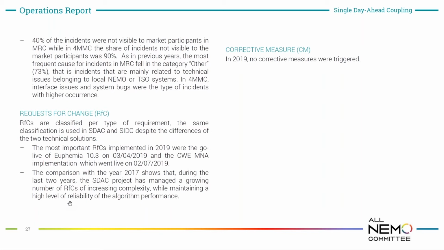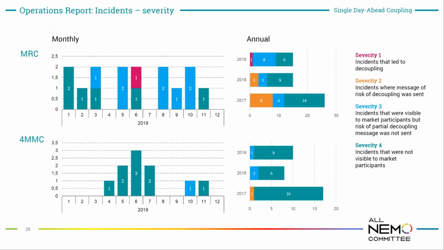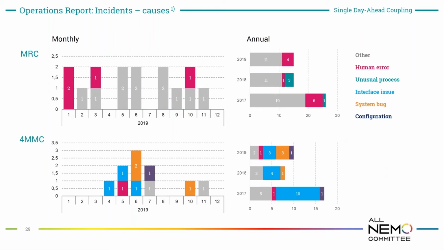For in 2019, no corrective measures were triggered. This is the classification of the incidents for both clouds, MRC and 4MMC, and their distribution. You can see the huge reduction since 2017. Regarding the causes, we provide also the classification.